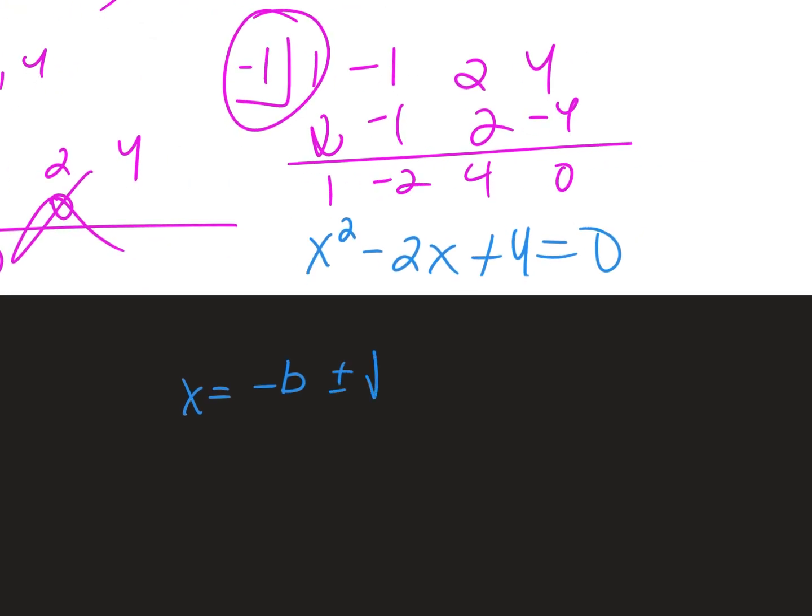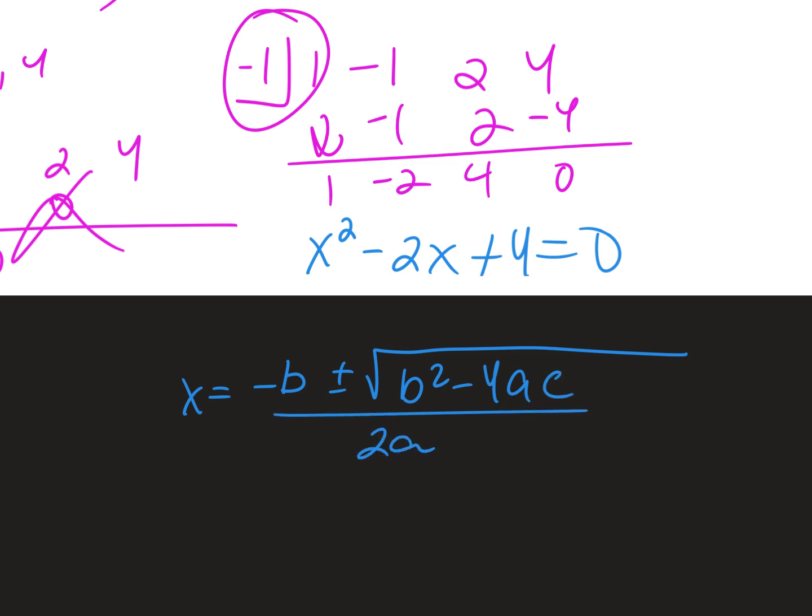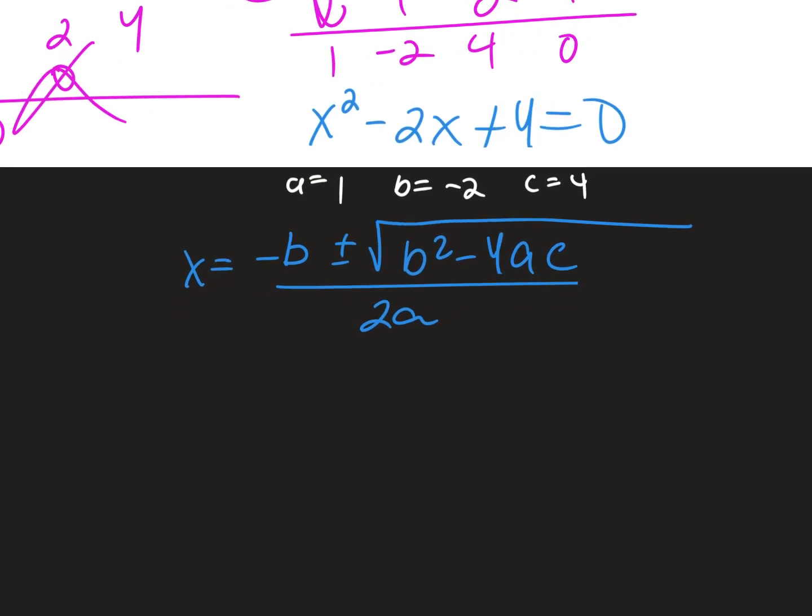Negative b plus minus the square root of b squared minus 4ac all over 2a. The hardest part about the quadratic formula is making sure that you have everything correct and your signs are right. I like to write out what my a value is, what my b value is, what my c value is, just so I don't make a mistake. What's my a? It's the number in front of x squared. 1, good. What's my b value? Negative 2, and then what's my c? 4.